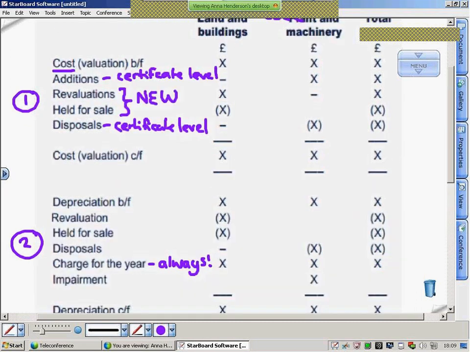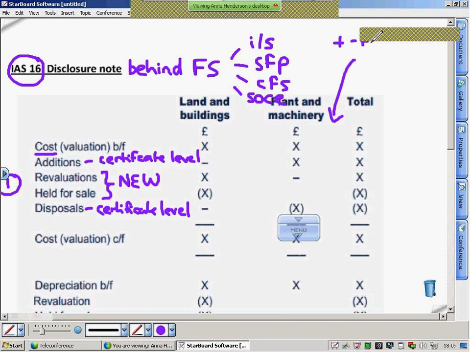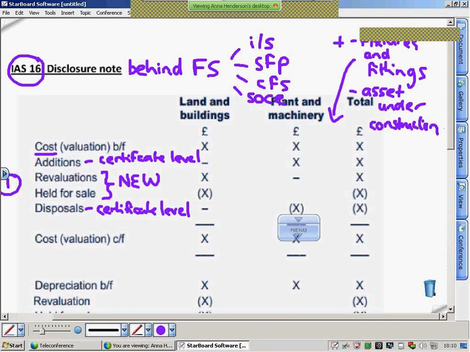what it is made up of, what classes of assets we have, so in this case land and buildings, plant and machinery, and other things that we might see in here, maybe fixtures and fittings. And one which is a little bit unusual, but the examiner does quite often pick up on, is the idea of having an asset under construction, and we'll come back to that idea as well. We're going to see that shortly in the question we're going to do together. So that is the disclosure note itself.